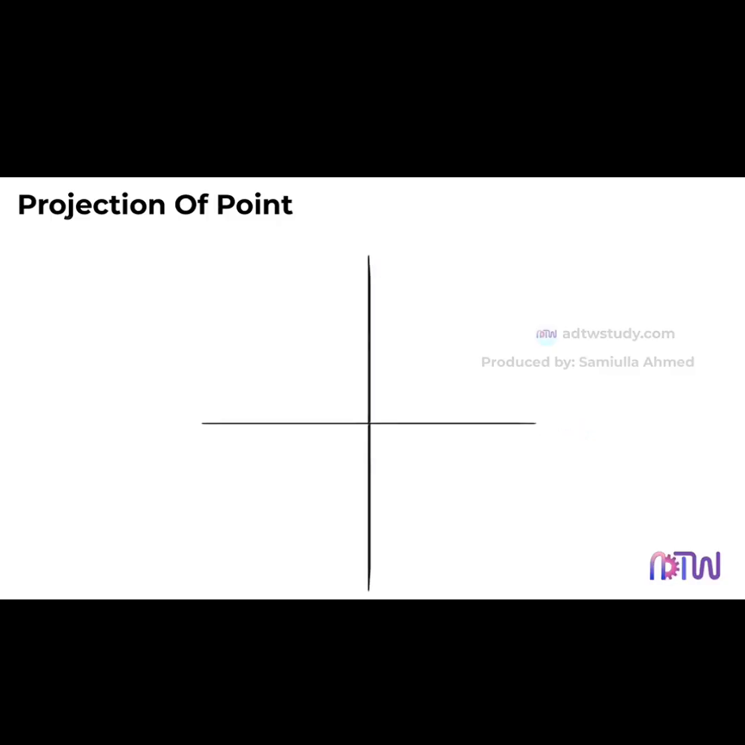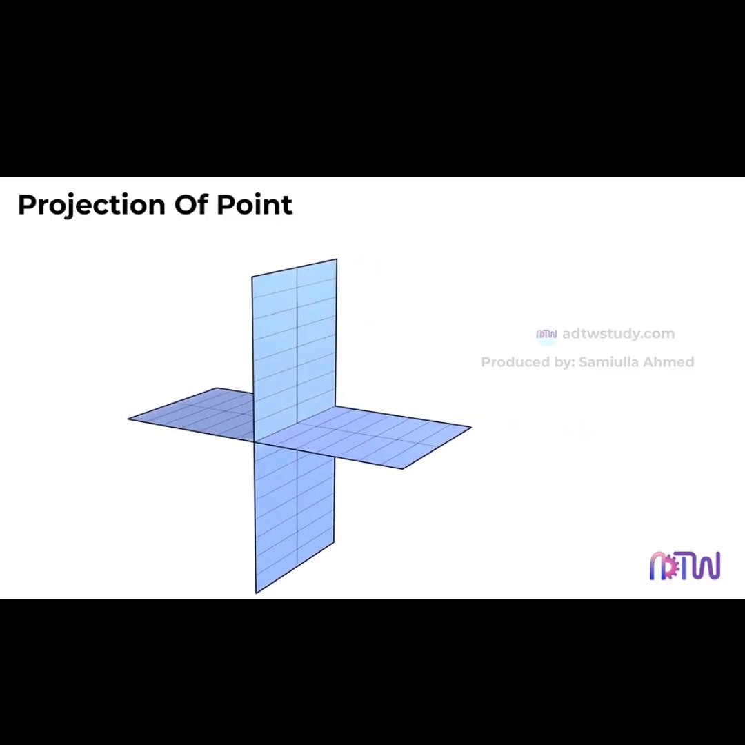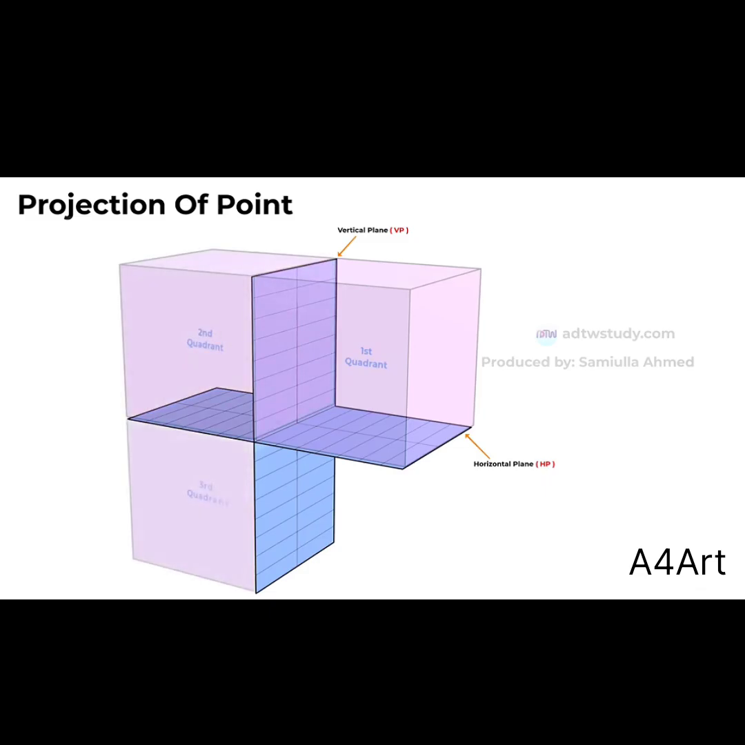three-dimensional perspective. The once linear x and y axes transform into planes, specifically, the vertical plane, abbreviated as VP, and the horizontal plane, abbreviated as HP. The entire space between these two planes collectively constitutes the first quadrant, with subsequent spaces forming the second, third, and fourth quadrants.